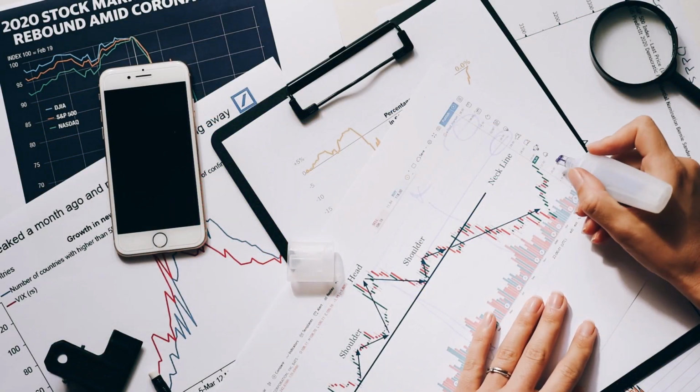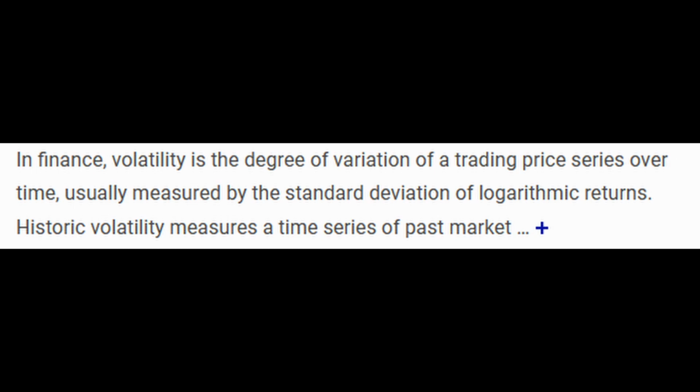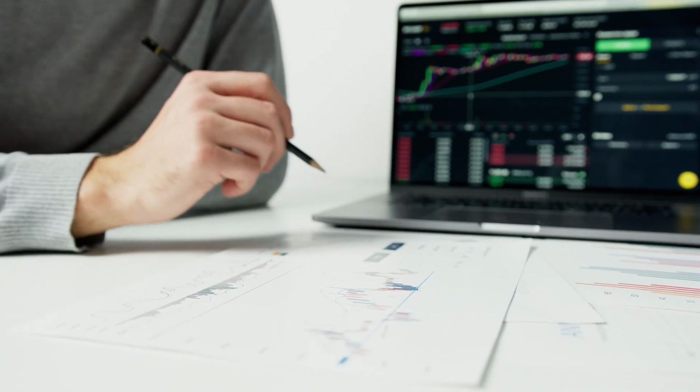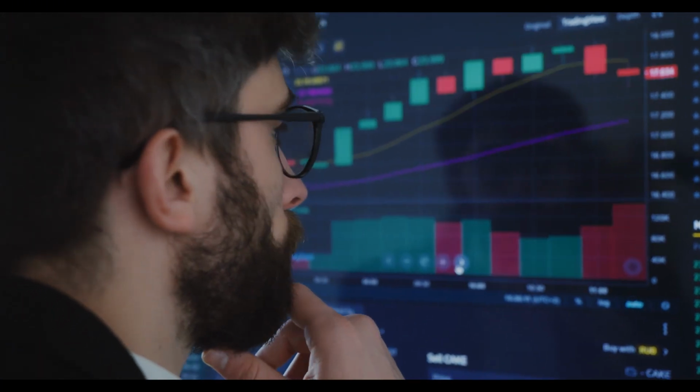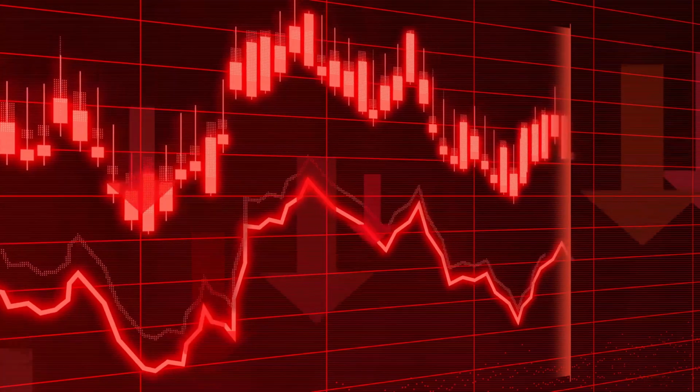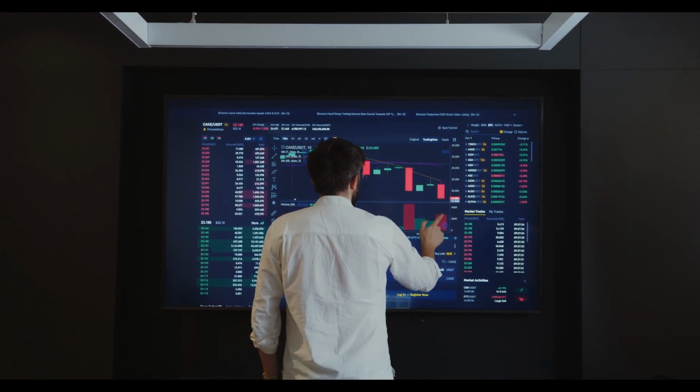Now, what is volatility? Long definition: volatility in stocks is the degree of variation of a trading price series over time, usually measured by the standard deviation of logarithmic returns. Short definition: volatility just means how much a stock moves. High volatility means the stock is moving a lot, and low volatility means the stock is barely moving or is lateral.